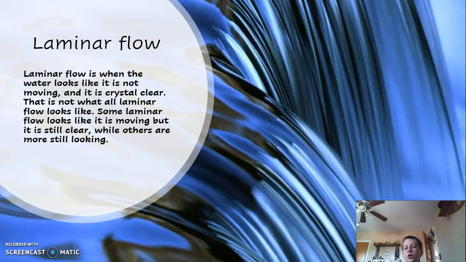Laminar flow. So this is the first type of flow. Laminar flow is when the water looks like it's not moving and is crystal clear. That is not what all laminar flow looks like, but some laminar flow can look more like you can tell a difference, maybe not as clear, or maybe you can see different movements in it, but if it's still kind of clear, if it's kind of smooth, it's considered laminar flow.